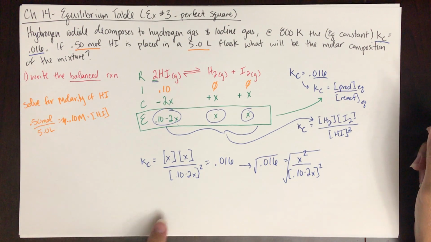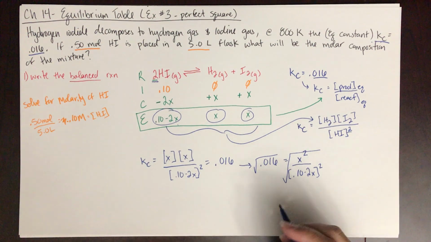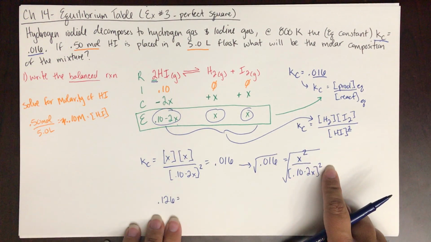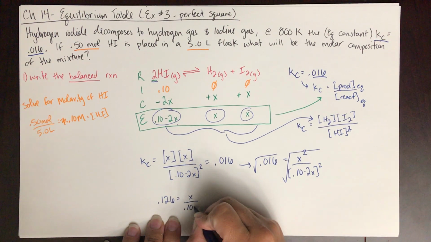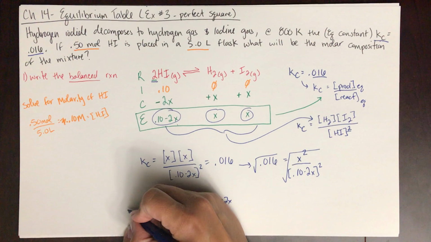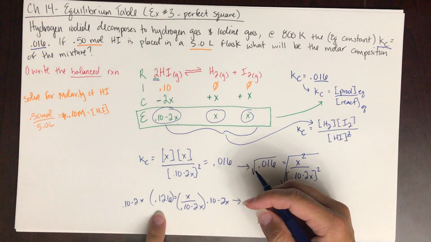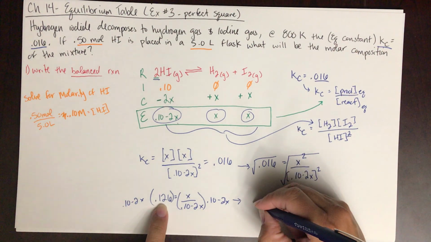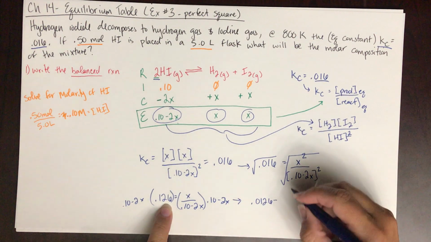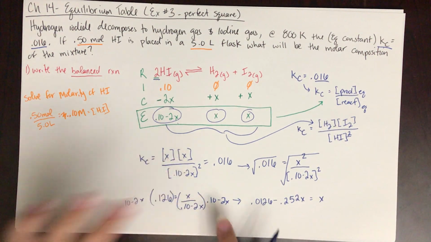So when I take the square root of both sides, if I take the square root of 0.016, I get, let's say, 0.126 equals, now I've gotten rid of these squares, x over 0.10 minus 2x. So now I'm going to multiply both sides by 0.10 minus 2x to get rid of this denominator. So when I do that, 0.10 times 0.126 is 0.0126, minus 2x times 0.126 is 0.252x, equals x. So I got rid of that denominator.